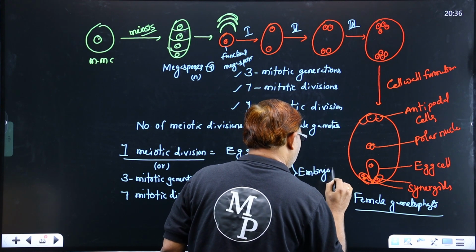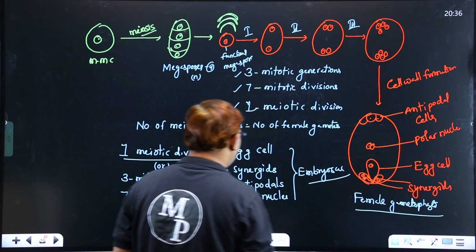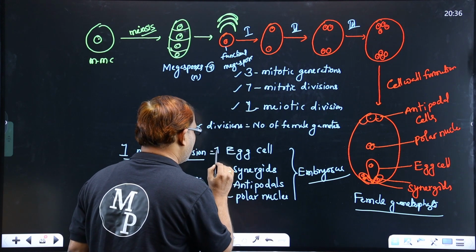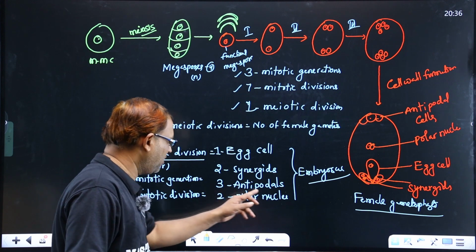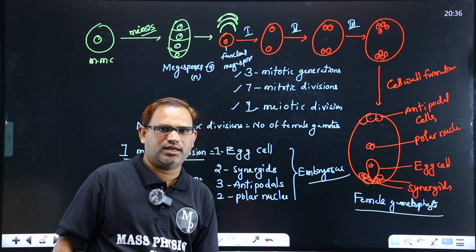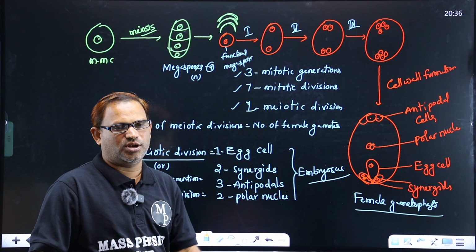So that embryo sac consists of how many cells? One egg cell is there. How many synergids? Two synergids. How many antipodals? 3. How many polar nuclei? That is 2. So now the question is what?